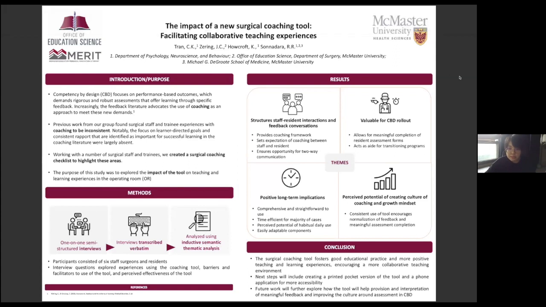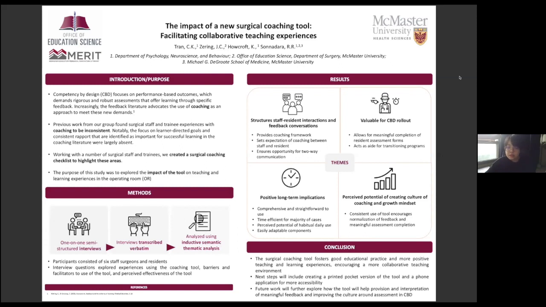Overall, participants reported the coaching tool to be very helpful, creating a consistent, structured framework for coaching in the OR, providing more opportunities for persistent interactions and communication, facilitating more directed feedback, and setting an expectation of coaching between the staff and residents. All participants believe its use would be valuable for the CBME rollout, especially as the programs transition into the new curriculum this July.